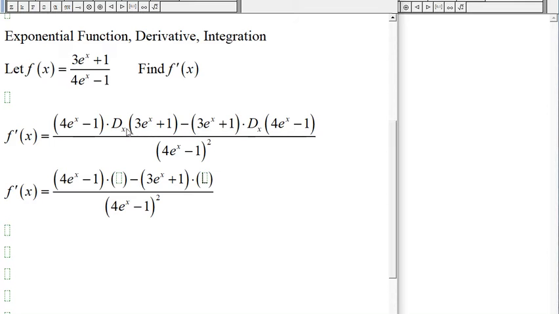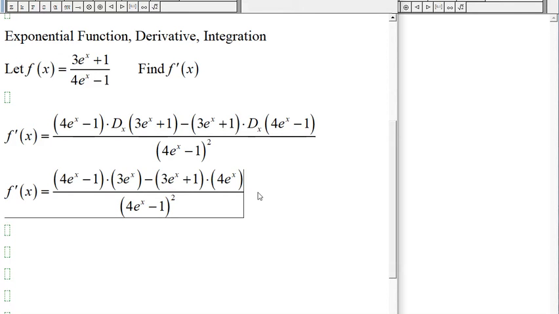And so first we need to do the derivative of 3e to the x plus 1, because the derivative of 1 is just 0. The derivative of 3e to the x is just 3 times the derivative of e to the x, and the derivative of e to the x is just e to the x. The derivative of 4e to the x will be similar. It would be just 4e to the x. And then the derivative of the 1 is 0. So this is the answer.